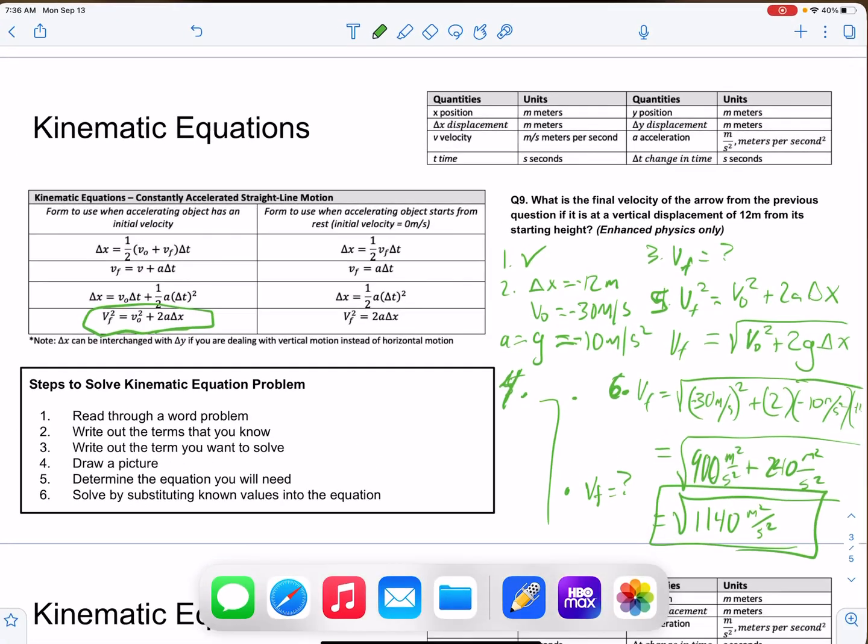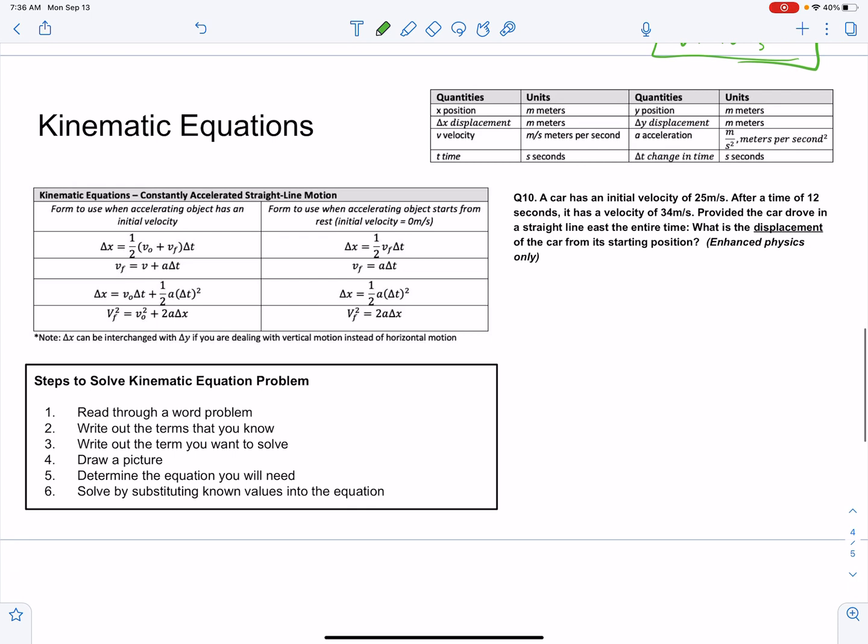Okay, not too bad. Last problem. We're not going to do 11 and 12 from page 7, just 8, 9, and 10. A car has an initial velocity of 20 meters per second. After a time of 12 seconds, it has a final velocity of 34 meters per second. Provided the car drove in a straight line east the entire time, what is the displacement of the car from its starting position? Okay, so step 1, we read.